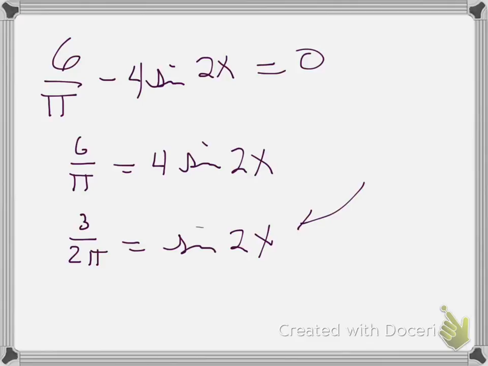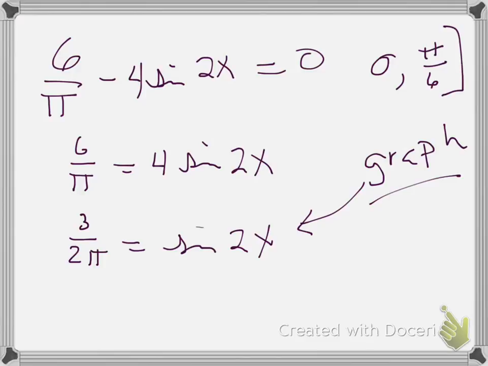And this would be a great time to get out your trusty graphing calculator and look for where those two things intersect. And remember, we're looking at the interval from 0 to pi over 6. So a good thing to do would probably be to set your x window from 0 to maybe 0.6 and see where they intersect. And when I did that, I got x equals 0.249. Alright.